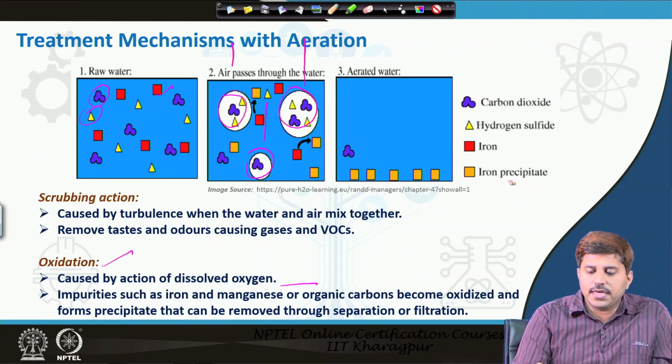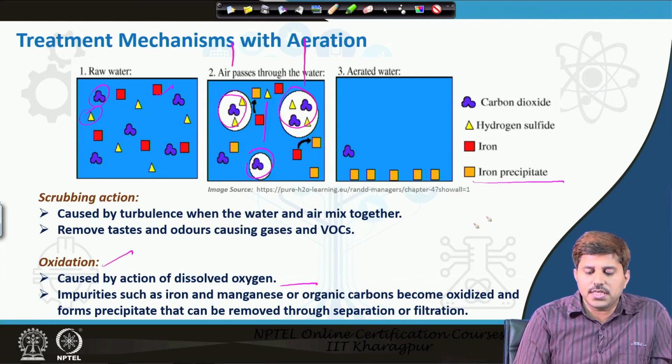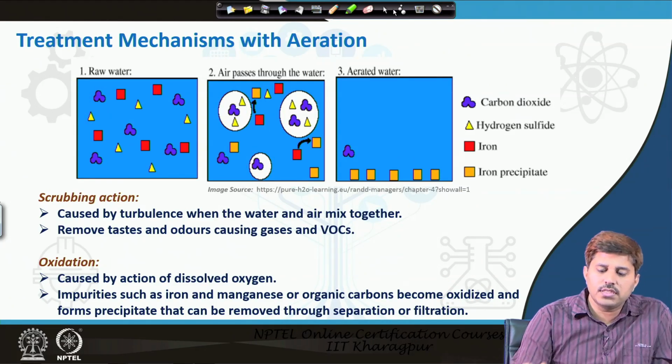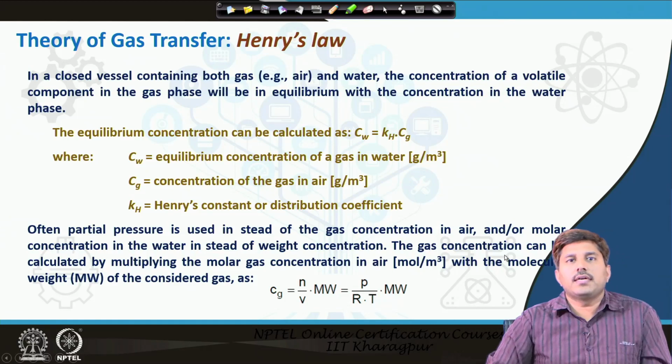ferrous will convert to ferric and it will precipitate as ferric hydroxide and these kind of things, which are heavier, and then they settle out and the aqueous phase will get free from these contaminants.